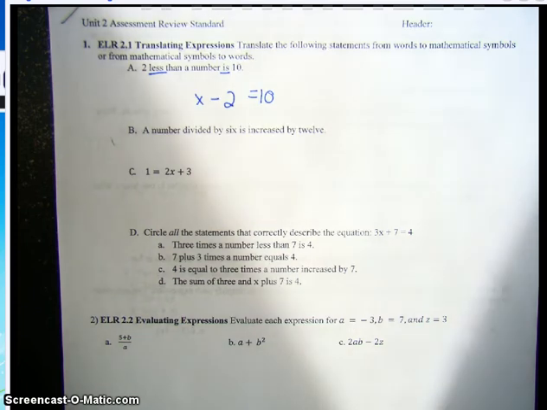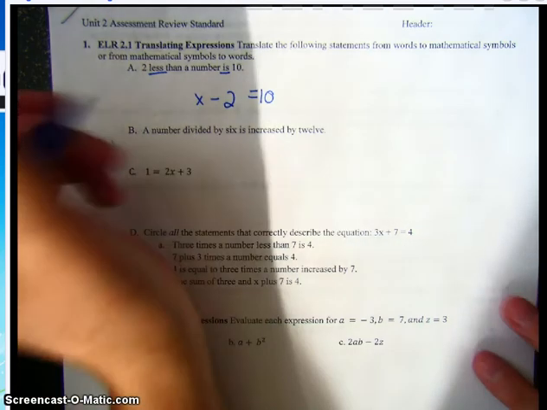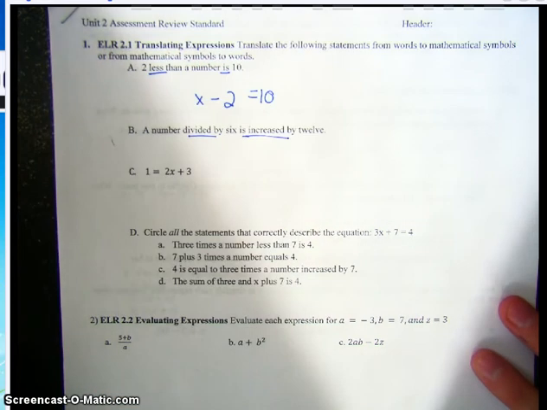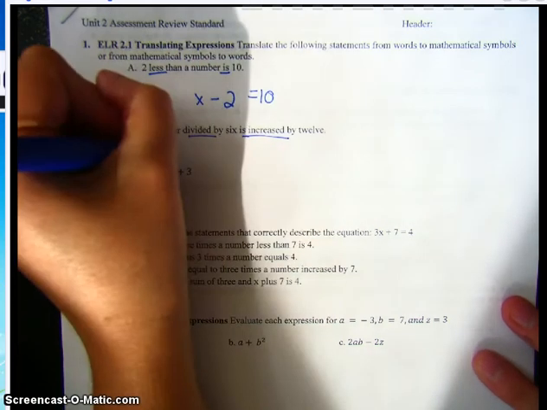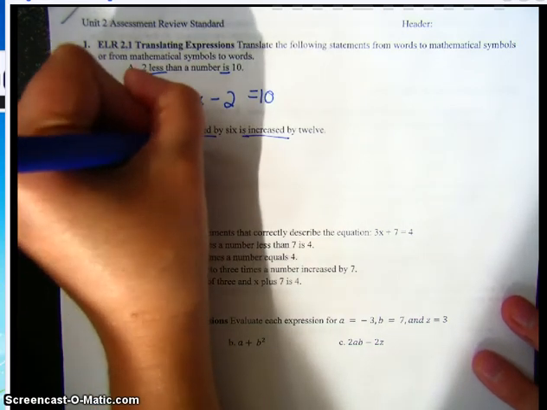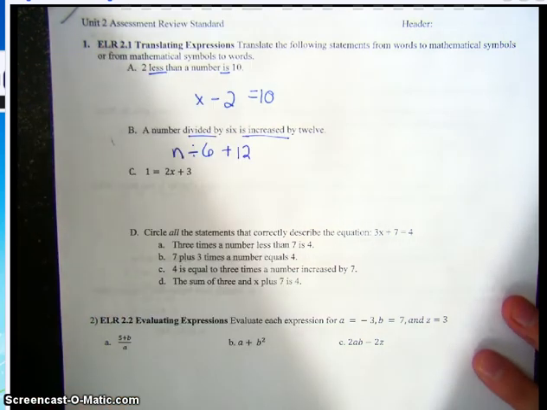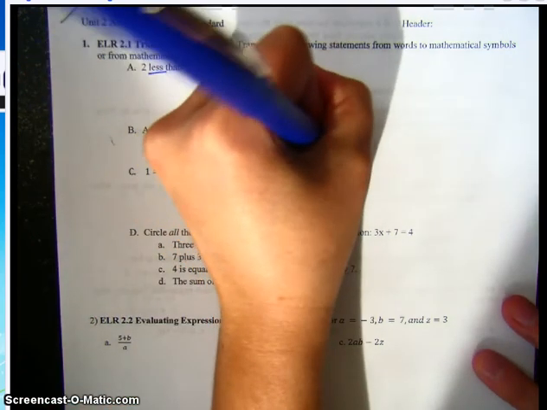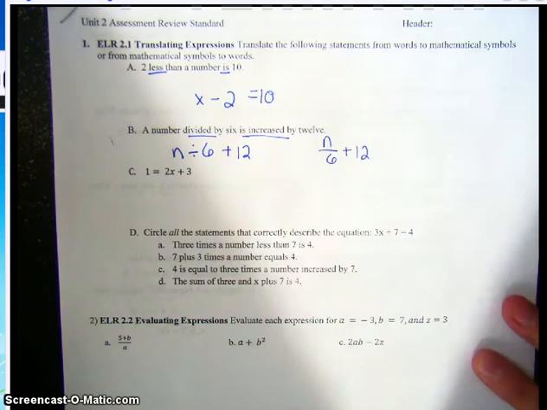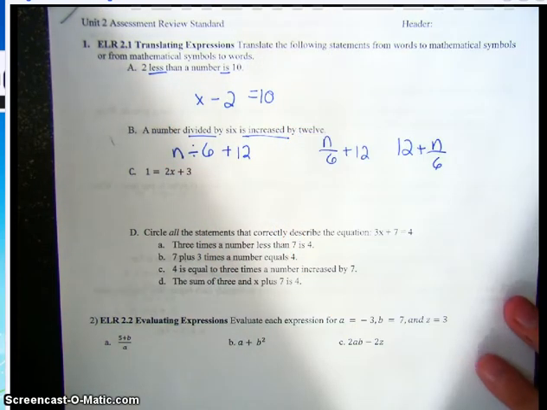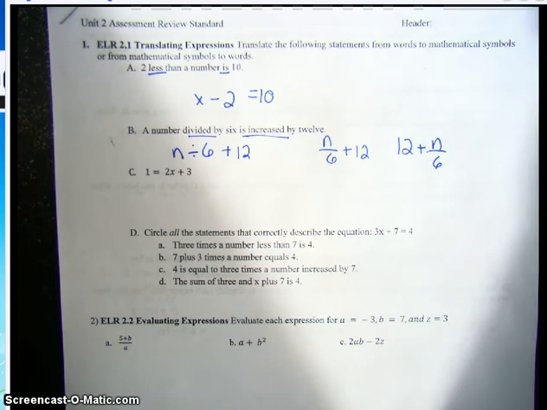B says a number divided by 6 is increased by 12. I have divided, is, increased. Those are my 2 operation words. So a number, let's do n divided by 6, increased by 12. Okay, increase, remember, is addition. You can also have it look like this or like this. Either way works. Now, 1 equals 2x plus 3, those are symbols, so we have to turn it into words.